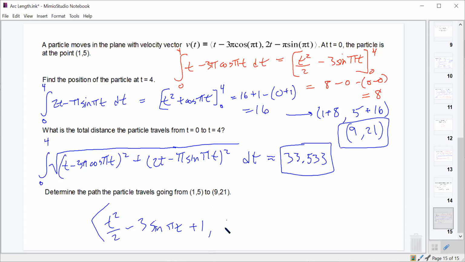And our y component would have been t squared plus cosine pi t. And when I plugged in 0 to that, I needed to get 5. So I'd have to add, this is 0 plus 1, so I'd have to add 4 to that. And that should be the actual position vector, just by using our initial condition. And with any luck, if you plug in 4 to those, you're still going to get 9 and 21 for your position.